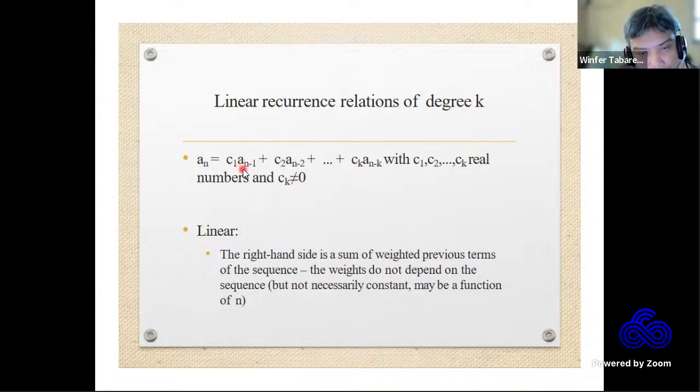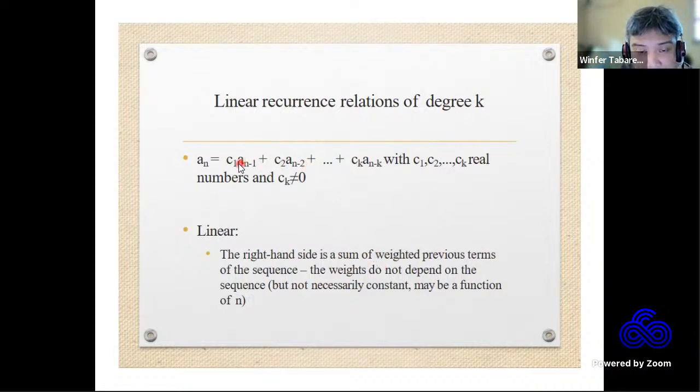And do take note that because the c sub i's can be any real number, they can also be zero. So you can have, let's say, a constant times a sub n minus 1, and then you don't have a sub n minus 2, but you have a sub n minus 3. So those are still linear recurrence relations.